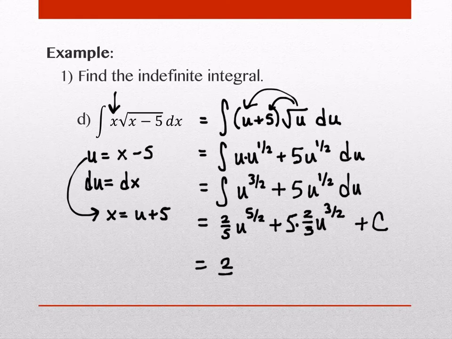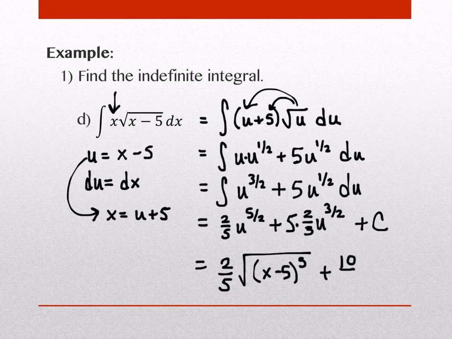So I have 2/5. All right, that 2 is a square root, right? And u, of course, is x minus 5, wasn't it? Yeah, x minus 5 to the 5th. Plus, and now I have 10/3. I have a square root, and I have x minus 5, whoops, to the 3rd, plus my c.